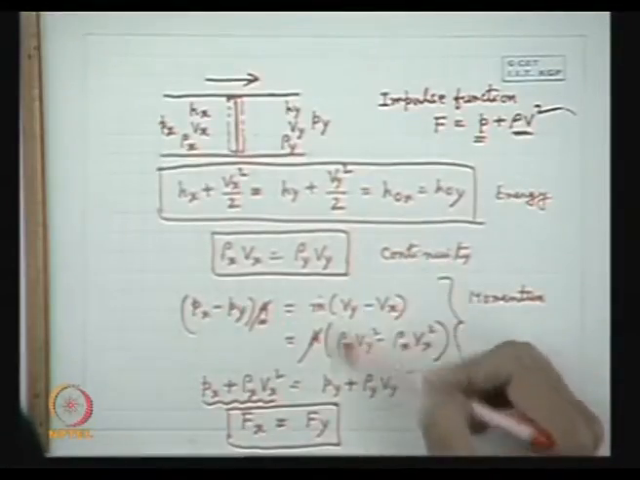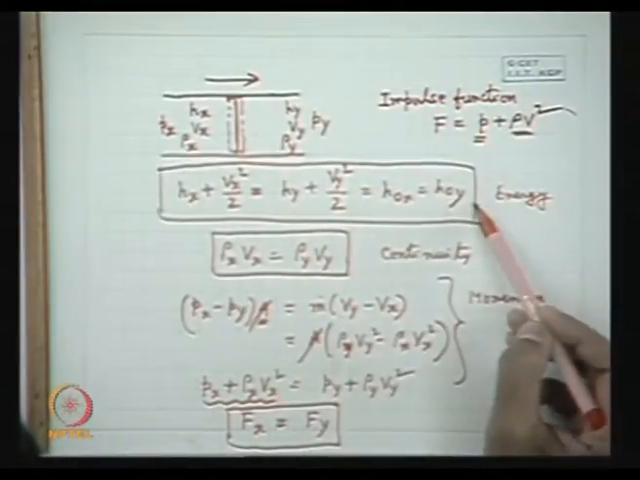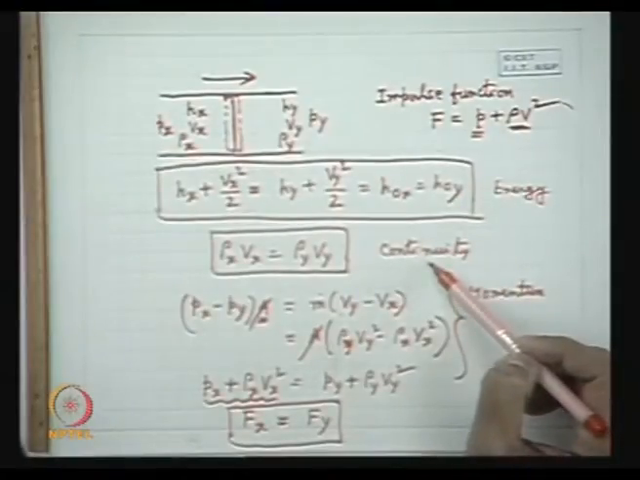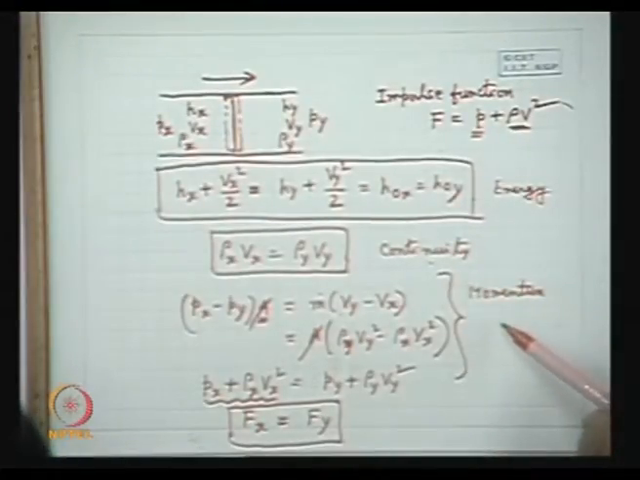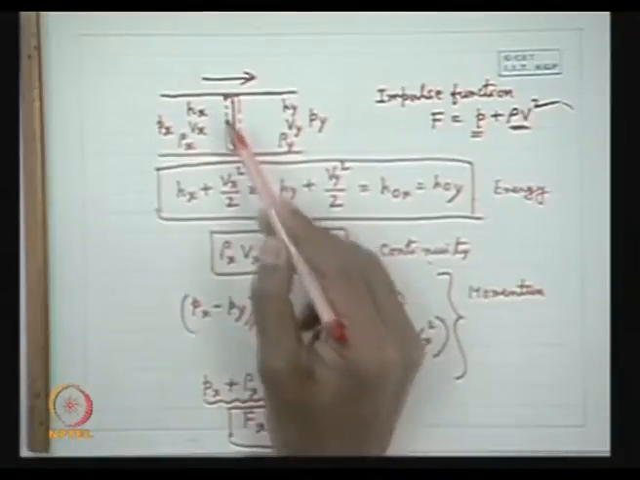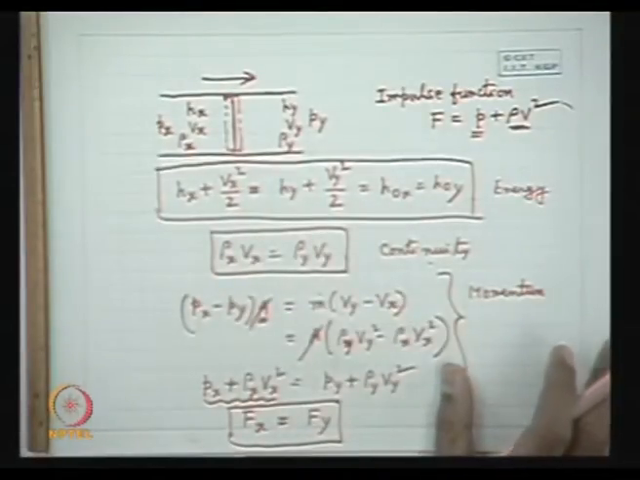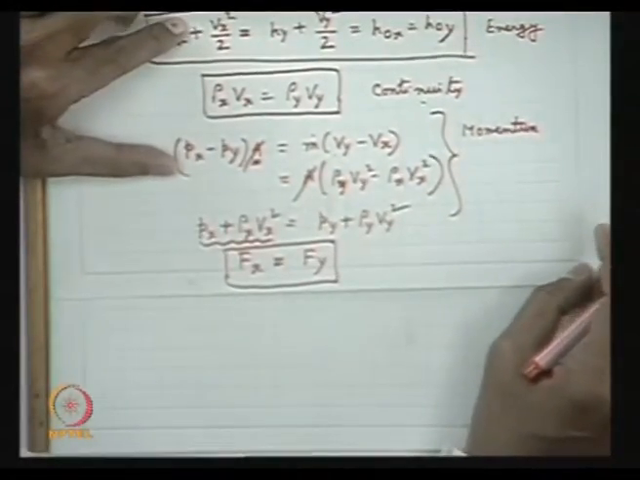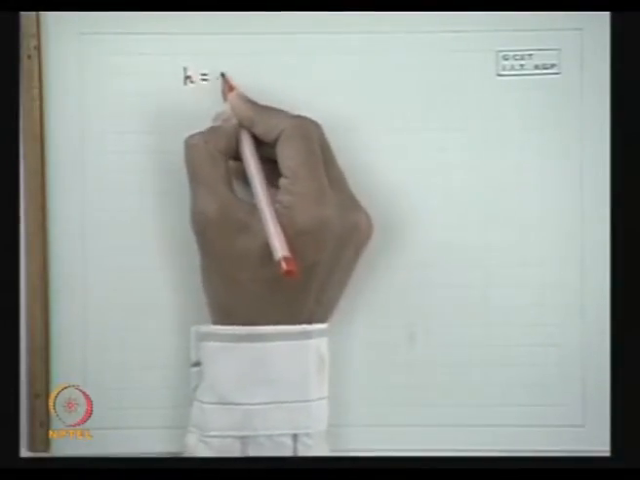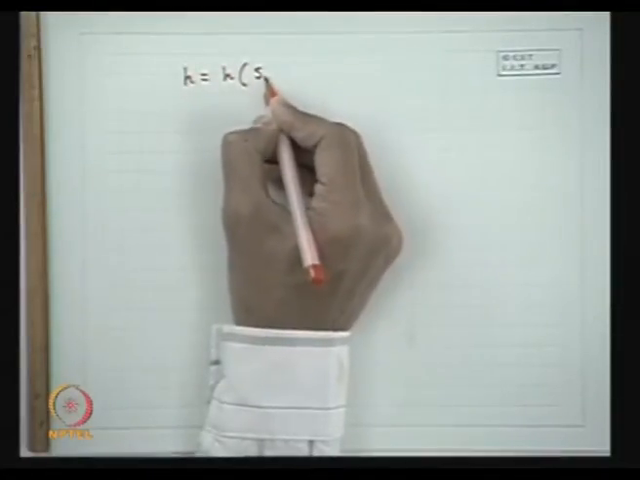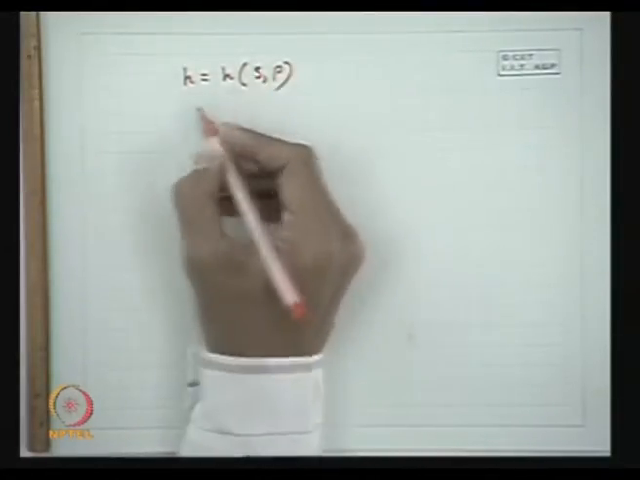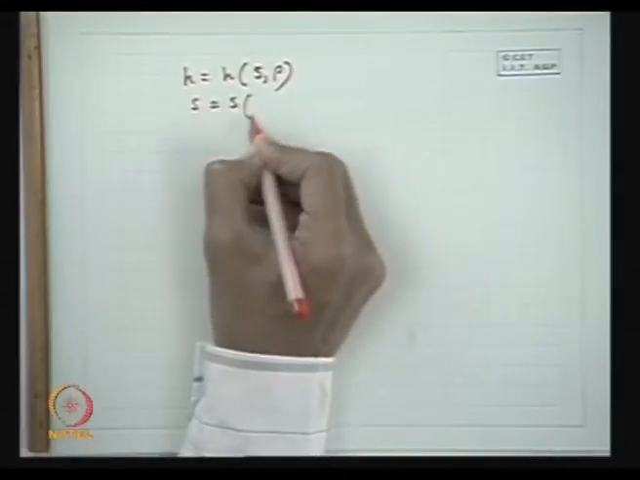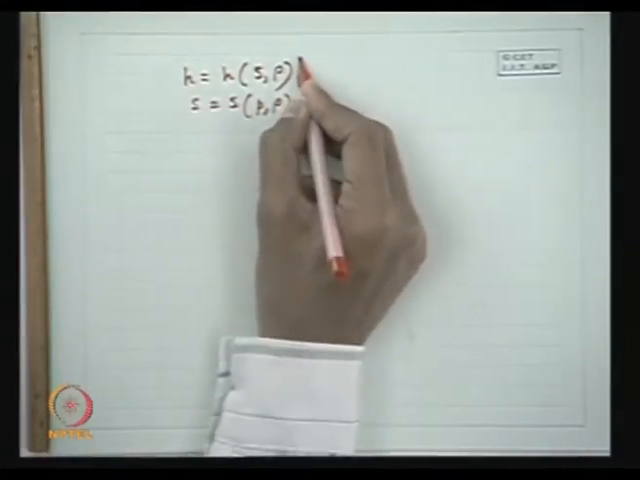So these three equations are obtained from the conservation equations: conservation of energy, conservation of mass, that is continuity, and the conservation of momentum, that is the equation of motion for this control volume. Along with this we have the equation of state, defining H, which we can write implicitly as a function of S and rho, or S as a function of P and rho. These are the implicit functional relationships.